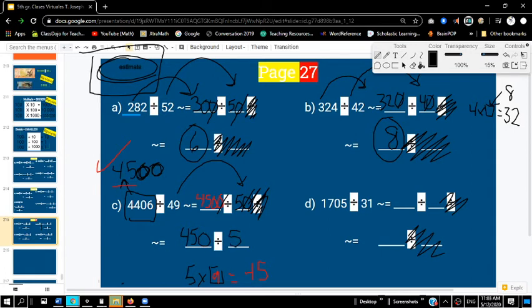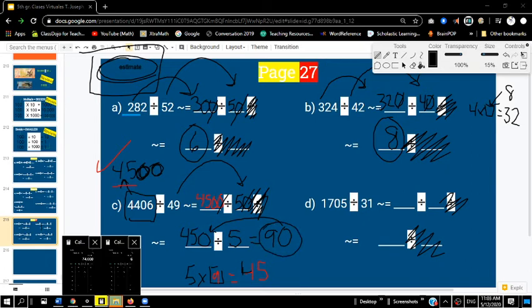Now I really can figure out the answer because I know that since 5 times 9 is 45, I know that 5 times 90 is going to equal 450. Okay, so my answer must be 90. Let's check that on the calculator just to make sure.